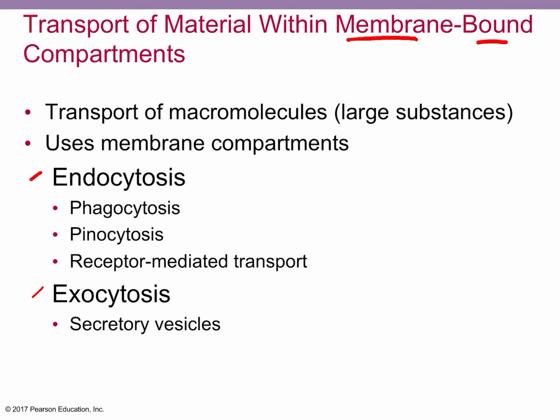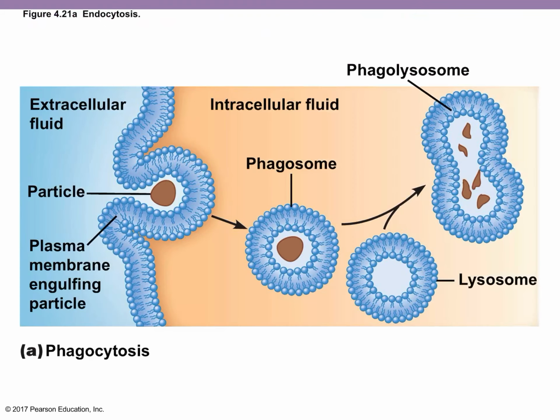Why this kind of transport? It's to transport macromolecules. So the things that we've been talking about so far have been transporting very small monomers, glucose molecules, or amino acids, or ions. But now we want to transport maybe entire proteins, or we want to transport a bacterial cell, or something that's really large that will not be able to fit through a carrier protein or a channel protein. So the cell will use membrane compartments to do this. Endocytosis will go through 3 kinds of endocytosis, and then there's exocytosis. So let's start with endocytosis.